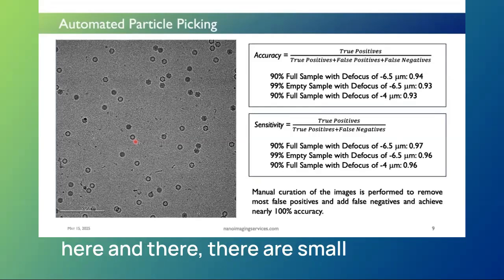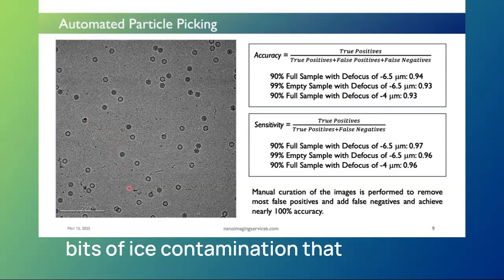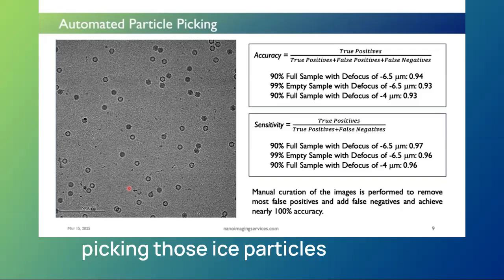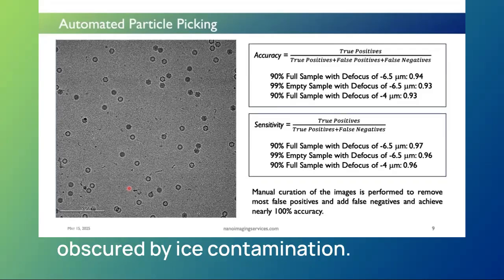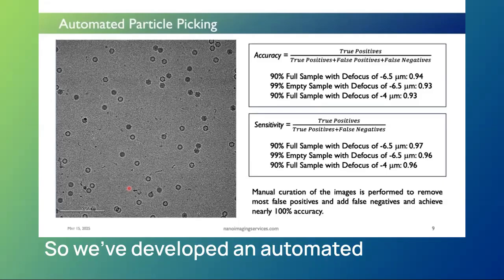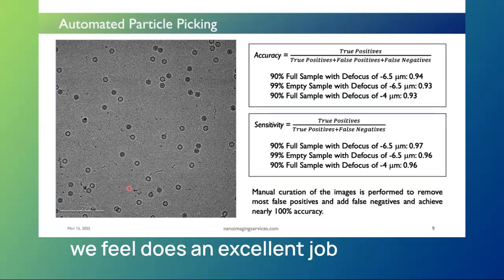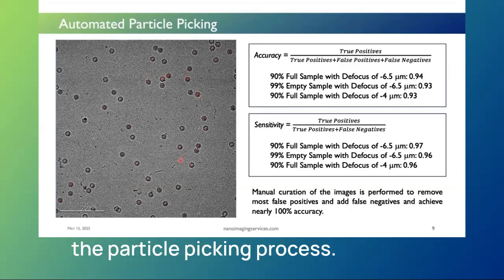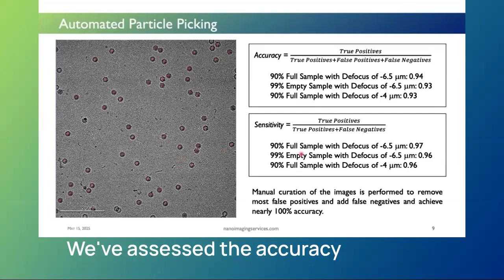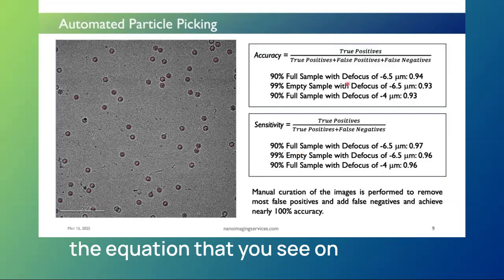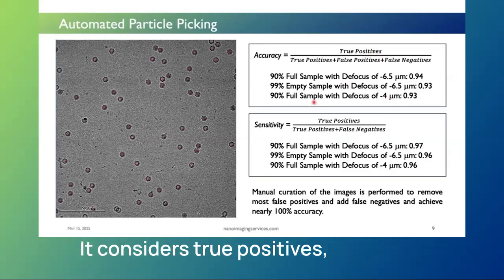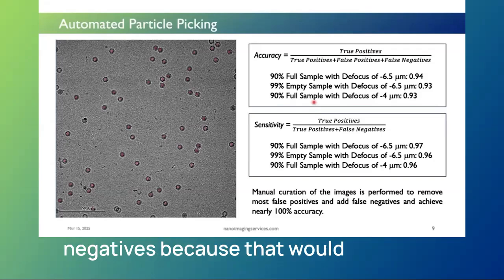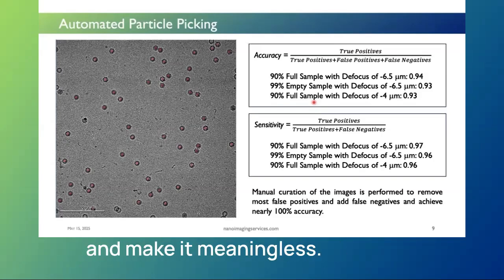In addition, you'll see that here and there are small bits of ice contamination that are pretty much inevitable in cryo-electron microscopy. And so you want to avoid picking those ice particles or viral particles that are obscured by ice contamination. So we've developed an automated particle picking program that we feel does an excellent job of picking the AAV particles. Here we see the results of the particle picking process. We've assessed the accuracy of this picking process using the equation that you see in the box at the top of the slide. It considers true positives, false positives, and false negatives, but it ignores true negatives because that would overwhelm the accuracy score and make it meaningless.